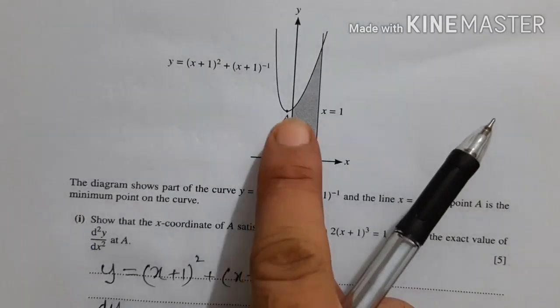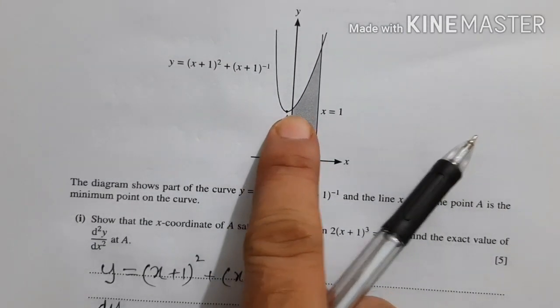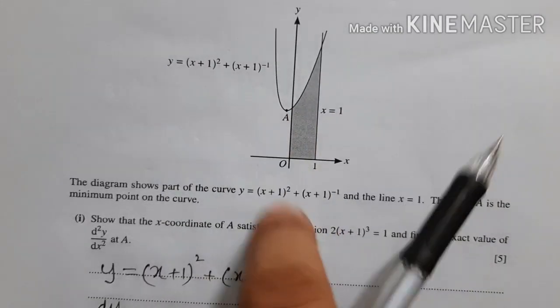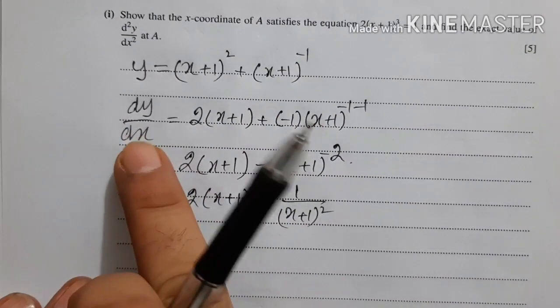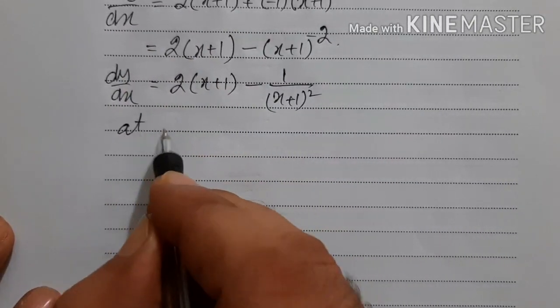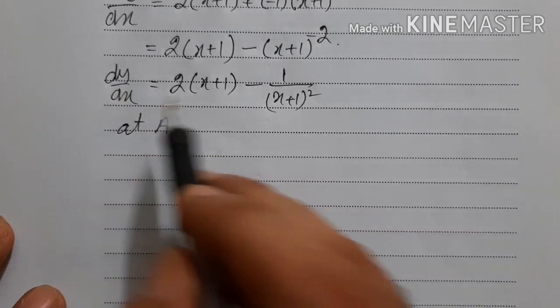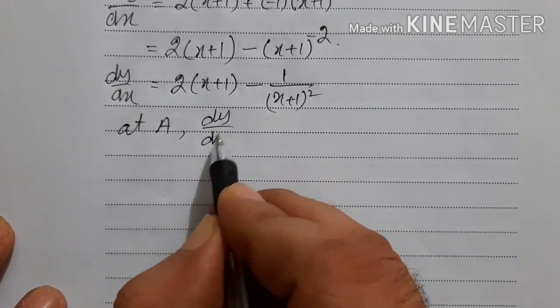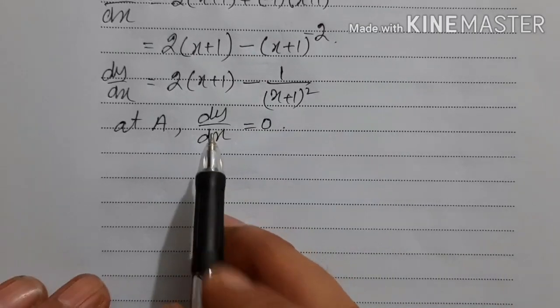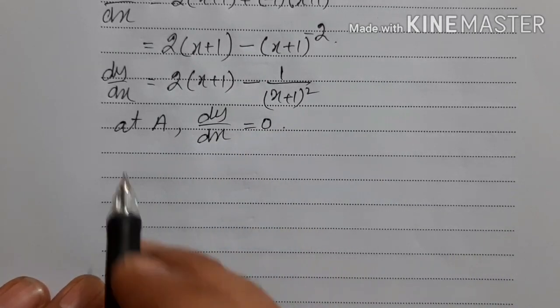Now at A, this is the turning point, so the tangent at A will be parallel to the x-axis, means the gradient will be 0. So at A the gradient should be 0. At A, the gradient of the curve, which is dy by dx, should be 0 because it is parallel to the x-axis. This is the turning point of the parabola.